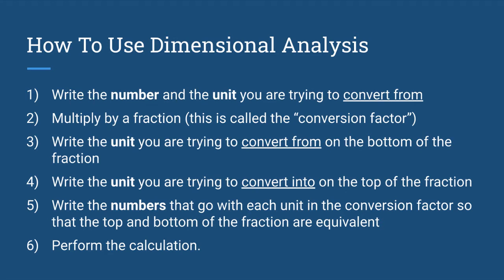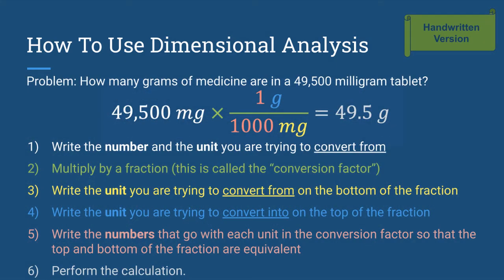Remember that when the top of a fraction is equal to the bottom of the fraction, it's essentially just a funny looking 1. For step 6, you perform the calculation, multiplying all the conversion factors on the tops of fractions divided by all the conversion factors on the bottom of fractions. Let's look at an example together. How many grams of medicine are in a 49,500 milligram tablet?